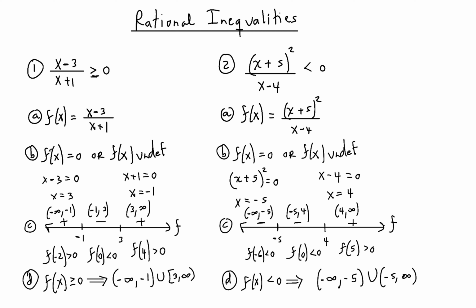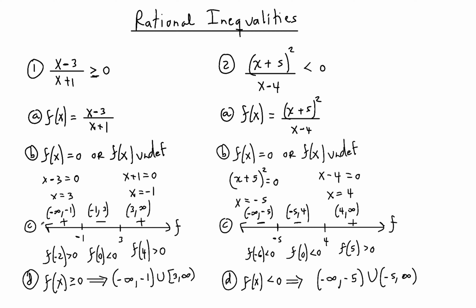In the second step, we're going to figure out when the function we defined in part A is equal to 0 or when it's undefined. A rational function is equal to 0 when the numerator is equal to 0, and it's undefined when the denominator is equal to 0. So we have the points 3 and -1.